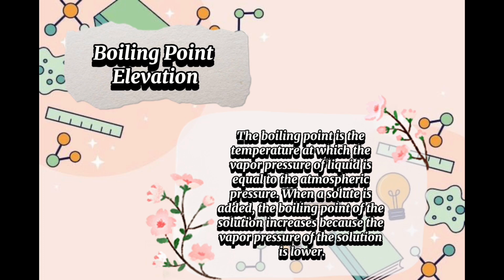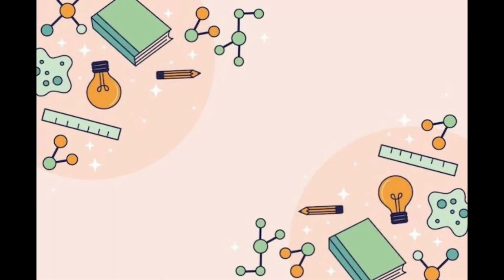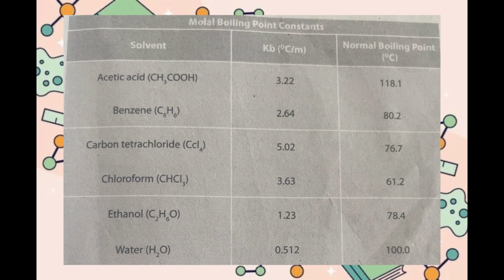When a solute is added, the boiling point of the solution increases because the vapor pressure of the solution is lower. The molar boiling point constants for some substances are given in the data table. For the solvent acetic acid, it is 3.22 degrees Celsius per molality and 118.1 degrees Celsius for the normal boiling point. For benzene, it is 2.64 degrees Celsius per molality and 80.2 degrees Celsius for the normal boiling point.